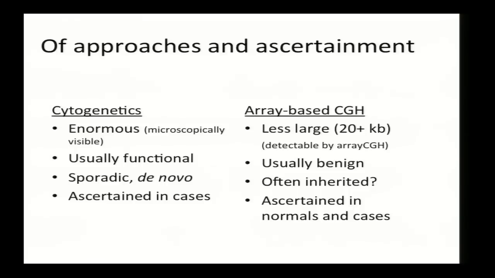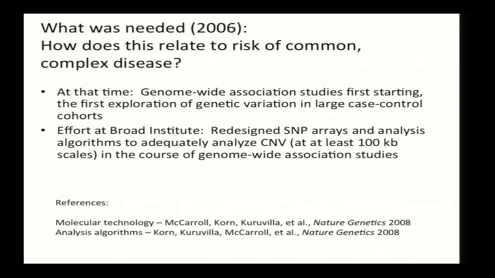So for example, as you start ascertaining in large numbers of normal individuals, it becomes possible that many of these are benign. That also becomes more possible because we're now looking at things that are much smaller. And so unlike these, which are conspicuous and causal of phenotypes a large fraction of the time, with these it was really a question of how important are these? And so what was needed as of about 6 years ago was the ability to begin to relate this form of variation to common and complex disease.